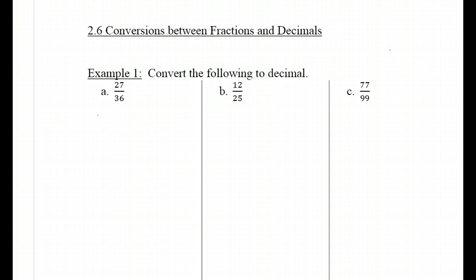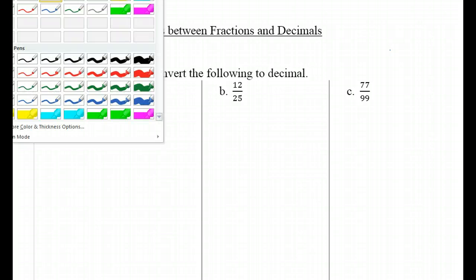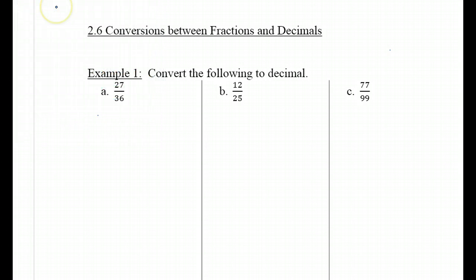Okay, so I have 27 divided by 36. Let me ask myself, how many times does 36 go into 27? Well, it doesn't really go into 27. 36 is bigger than 27. So here's where we can use decimals to help us out. I can rewrite this 27 as 27 decimal 0. In other words, 27 is the same thing as 27.00.